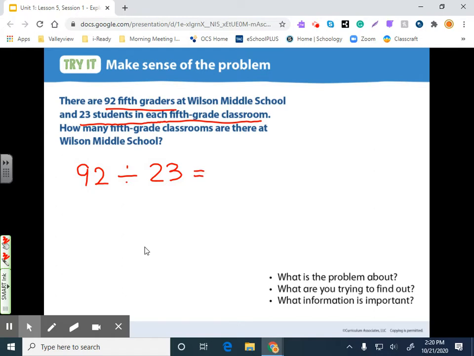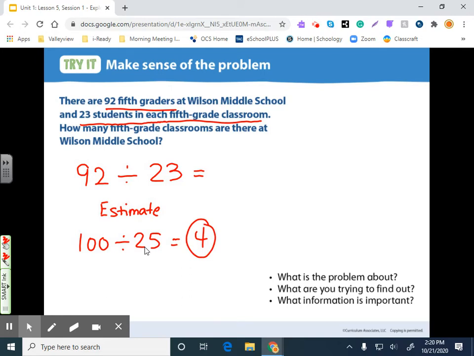You can use estimation. Now, tomorrow's lesson will focus a lot on estimating, so let's estimate. And when you estimate, you basically play around with these numbers to turn it into a problem that's easy for you to understand. So I'm looking at the 23, I'm looking at the 92, and I'm thinking I could turn this into 100 divided by 25. And I know that right off the top of my head is 4. So we're probably looking at an answer that's going to be around 4.